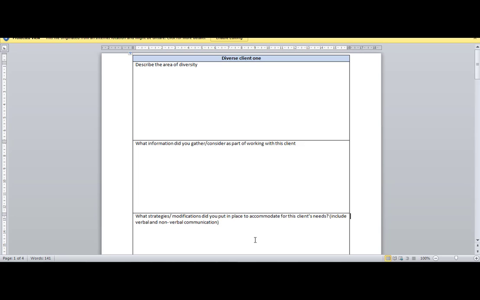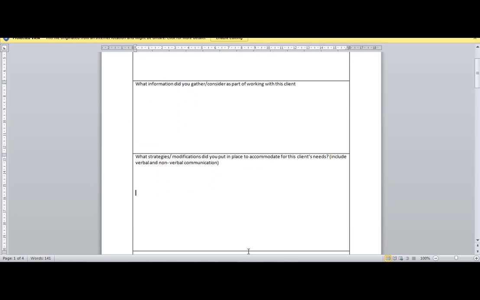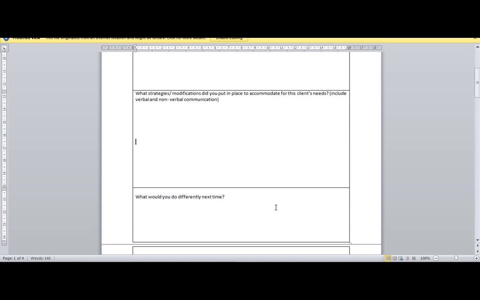Third part being, what strategies or modifications did you put in place to accommodate for the client's needs? So again, that can be the way that you brought up the discussion with the parents or with the child. Did you change the way that you spoke? Did you use different language? Okay, so we're looking at verbal and non-verbal communication tools that you've used.